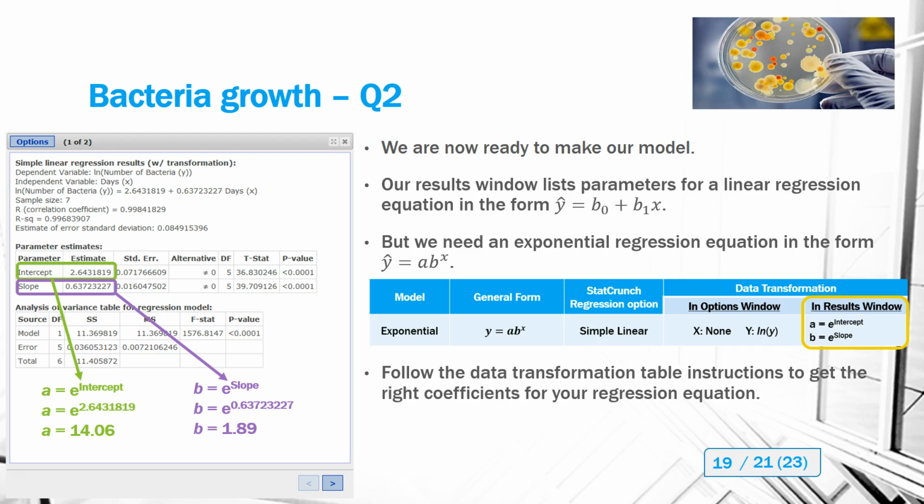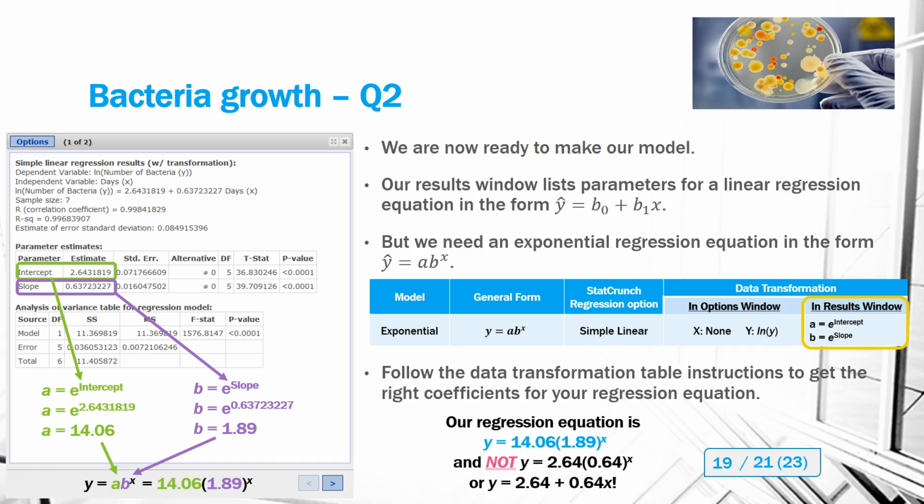So then I go back to the general form for my exponential function, okay, y equals a times b to the x, and I'm going to substitute in the value for a and the value for b. And that comes out to be what you see here on the bottom of the screen, 14.06 and 1.89. So then my regression equation is y equals 14.06 times 1.89 raised to the x power.